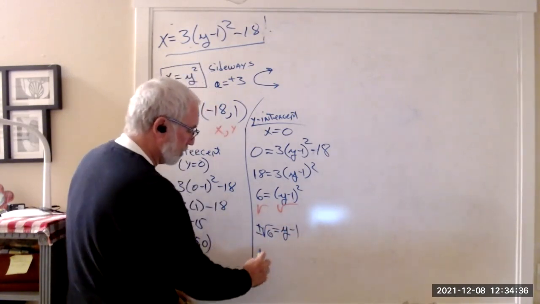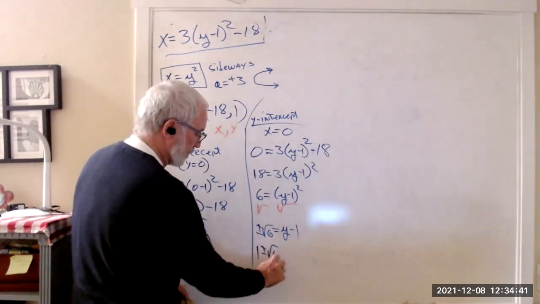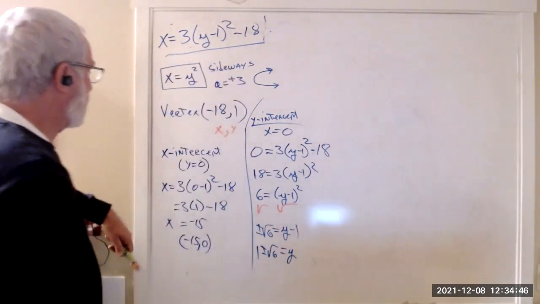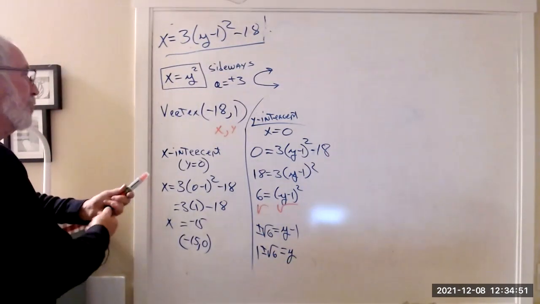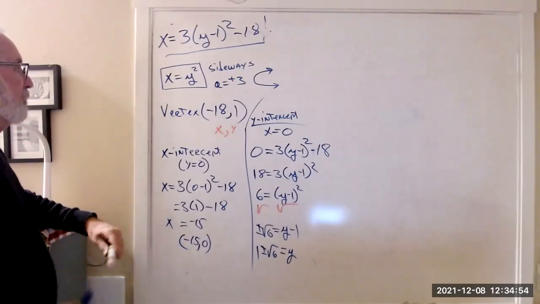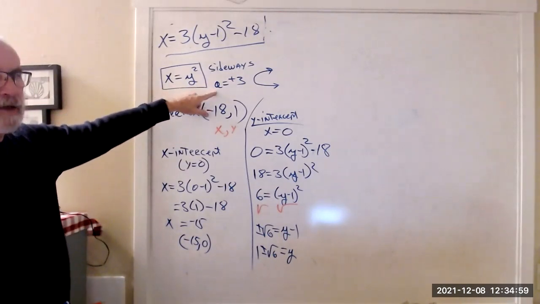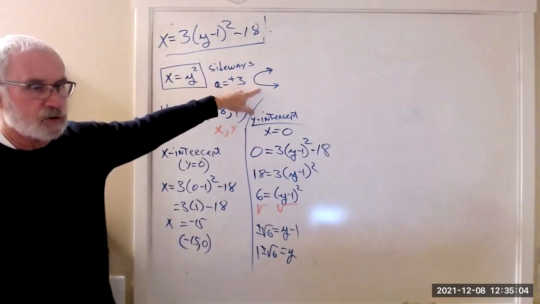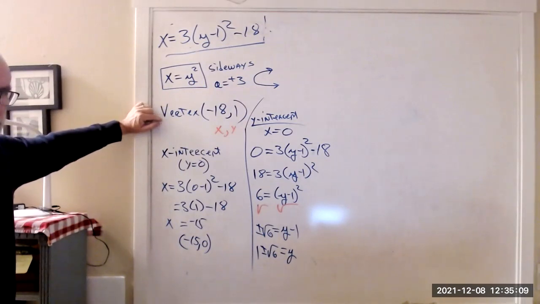Add 1 to both sides: plus or minus the square root of 6 equals y. And I think I have enough information here now to graph this. Before I do the graph, any questions on my algebra? Do you know why A is +3 and why that means the direction it goes? Did you understand how I got the vertex? That was a little tricky because it was a sideways one, so everything is weird.